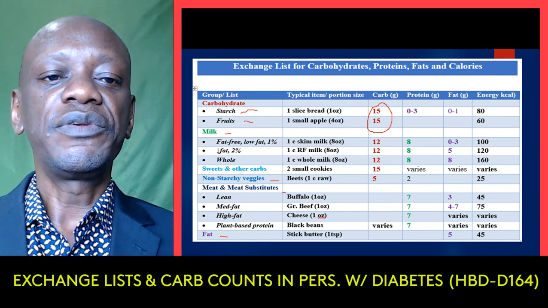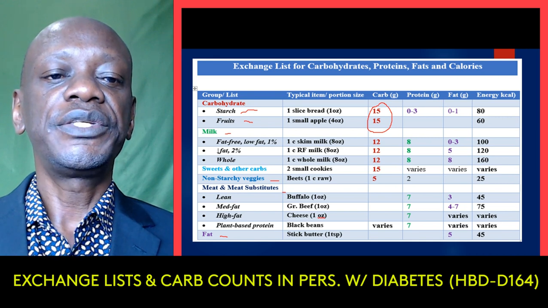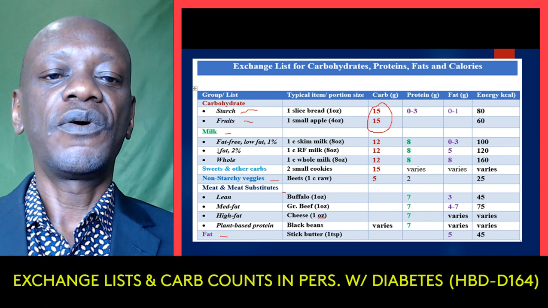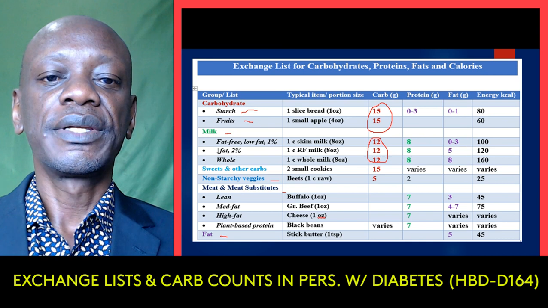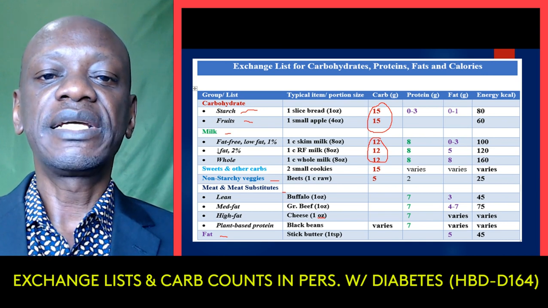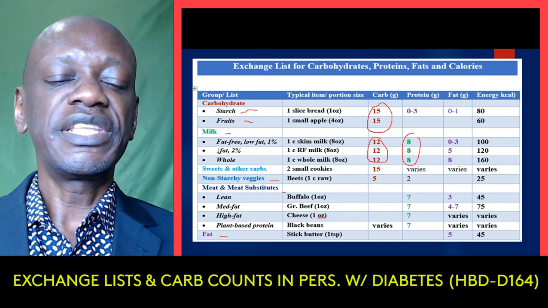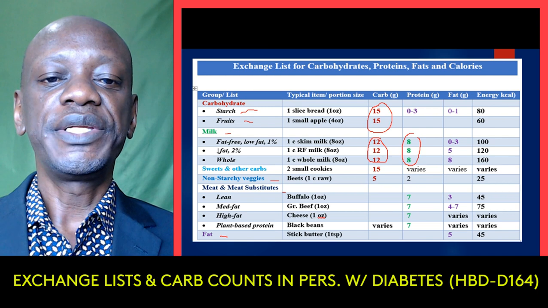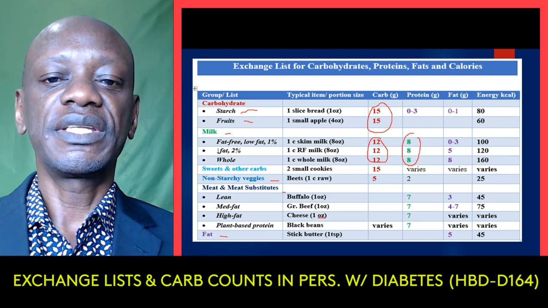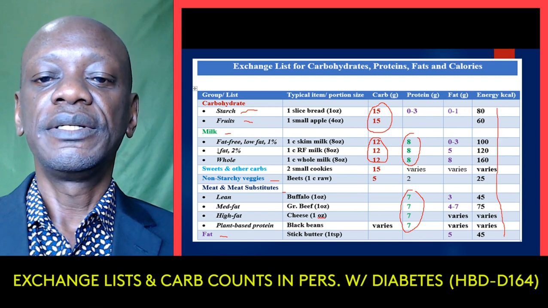If you look at the milk group, 1 cup of skim milk, 1 cup of reduced fat milk, and 1 cup of whole milk contain 12 grams of carb. The same milk types contain 8 grams of protein. If you look at the meats, this category of meats, including black beans, ground beef, cheese, for this serving will give you 7 grams of carbohydrates. Now this column gives you the calories. Now how do you get the calories?